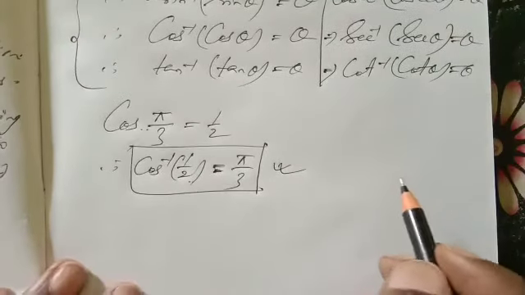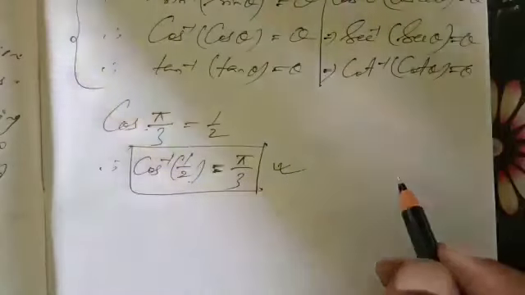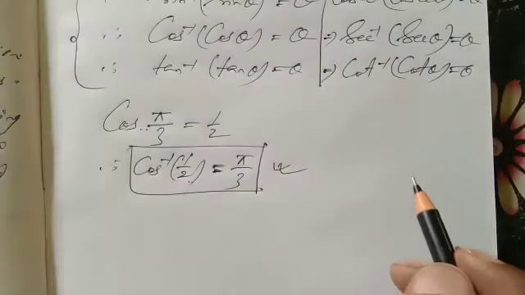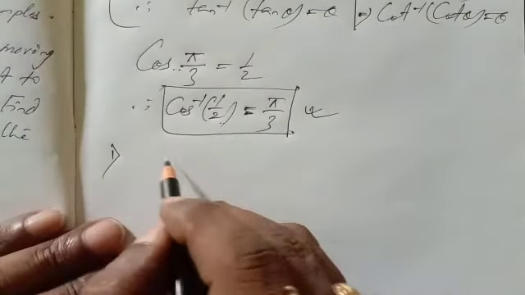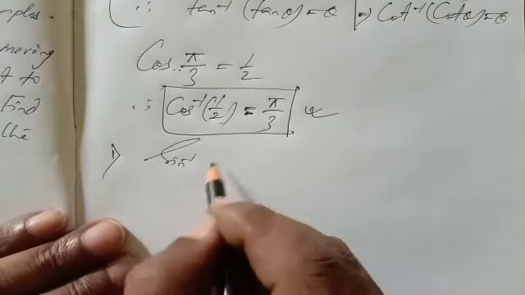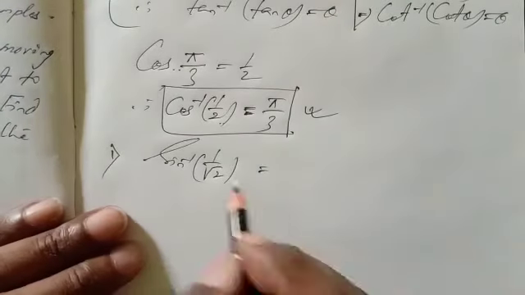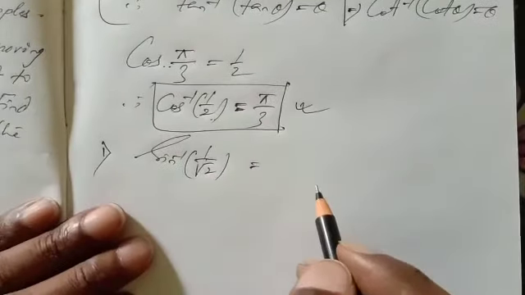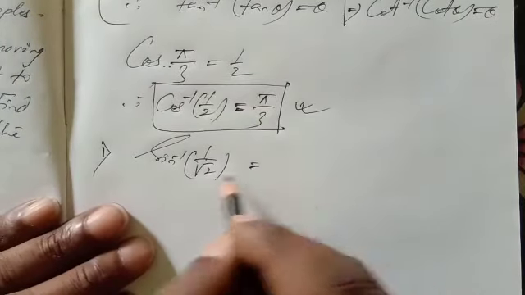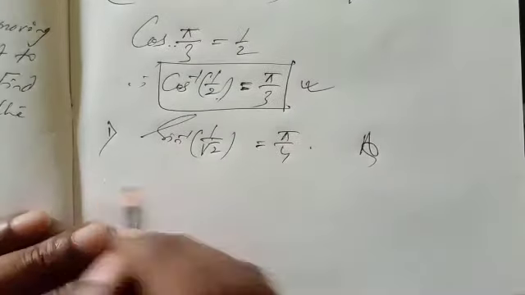One more thing you see. Suppose a question is given like this. Question number 1. Sin inverse 1 by root 2. What is the value of this? Sin inverse 1 by root 2 means sin of how much is 1 by root 2? Pi by 4, 45 degrees. That means the answer is pi by 4.